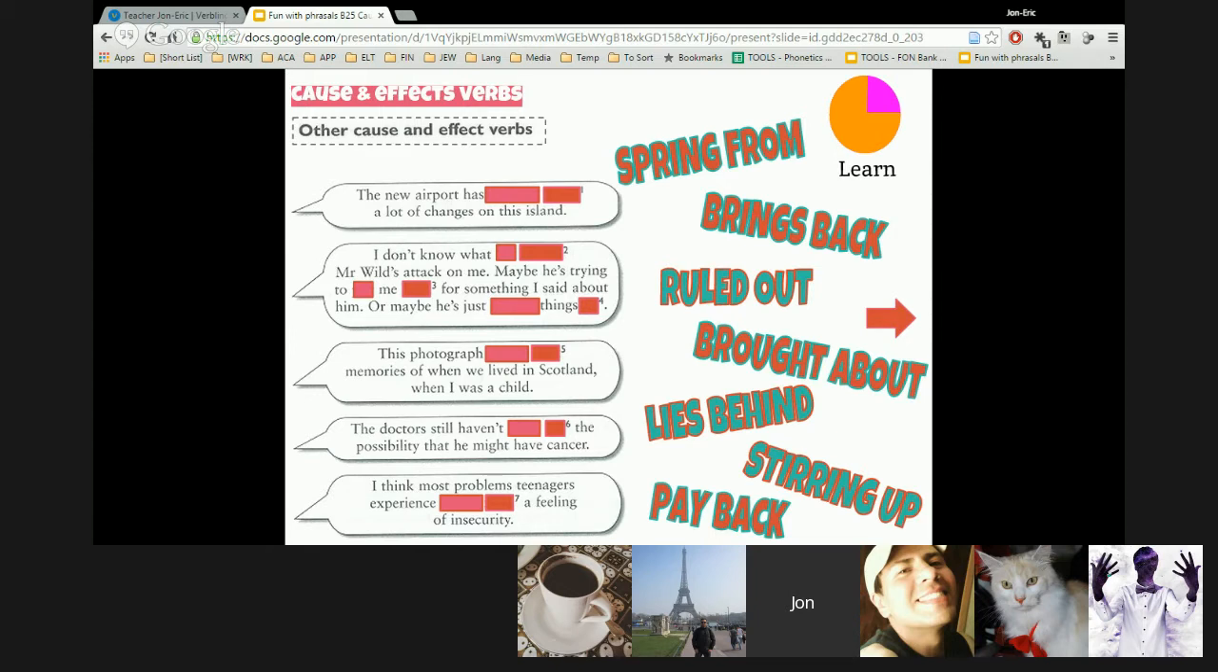The new airport has blank blank a lot of changes on this island. By the way, it might help if you put in the word cause or effect. The new airport has caused a lot of changes, or the new airport has affected a lot of changes. Okay, cause is obviously the right word, so it's got to be a synonym of cause.